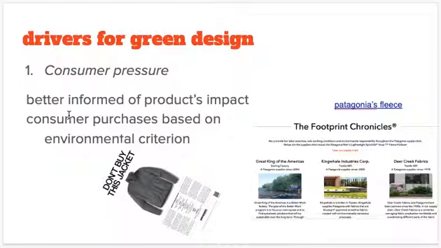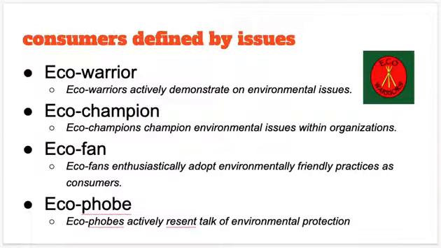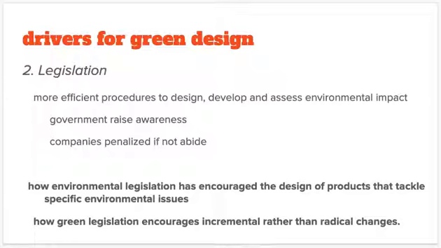Consumers are better informed of a product's impact, and they'll buy according to certain types of environmental criteria. You've seen this before. Consumers are defined by particular types of issues: eco-warrior, eco-champion, eco-fan, and eco-phobes. It's just a way to put these consumers into different categories. All right, the second one is legislation.